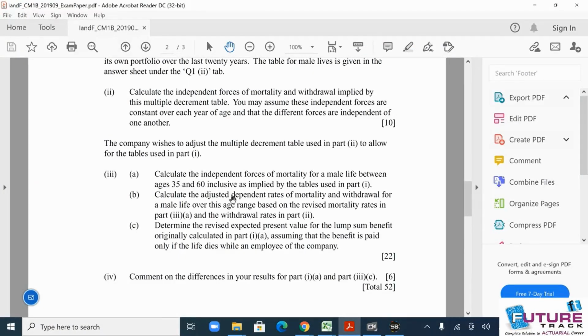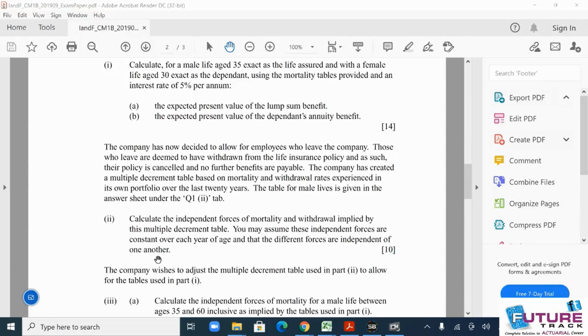So class, next what it says. Now class, let's see the third part, what it says. It says the company has now decided to allow for employees who leave the company, those who leave deemed to have a withdrawal from the life insurance policy such that their policy is cancelled and no further benefits are payable. The company has created a multiple decrement table based on the mortality and withdrawal rate experienced in its own portfolio for the last 20 years. The table for a male life is given in the sheet Q1.